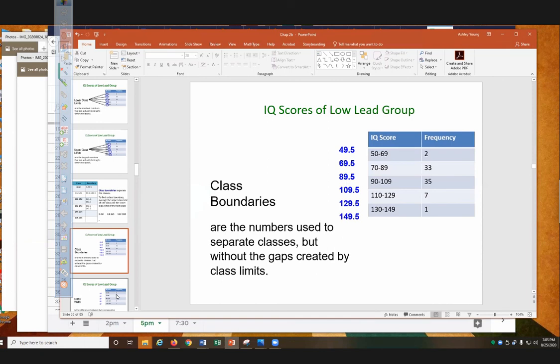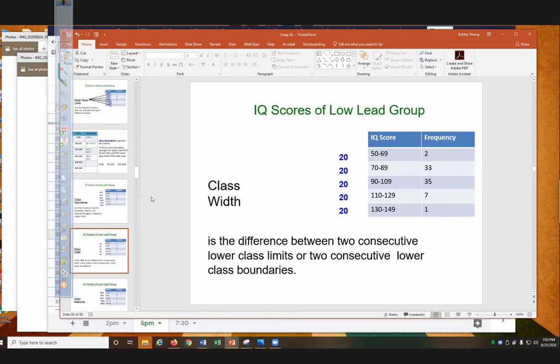IQ scores, so here are the boundaries for each of them. So 69.5 is the upper boundary for one class and the lower boundary for the next. They're used to separate the classes, so that there aren't any gaps between them. They're straight up, which we'll use later when we get to histograms.